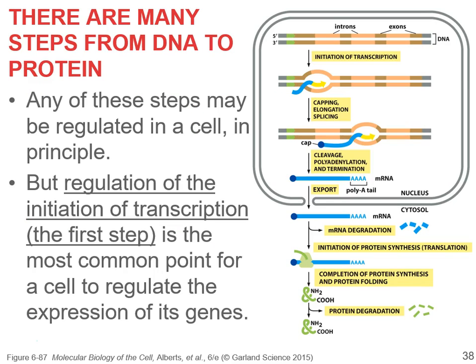So let's begin with reminding ourselves that you can regulate DNA to protein at any of these steps, but as we said in class, initiation of transcription makes the most sense. The cell is able to conserve its resources most effectively if we control the expression of a protein by initiation of transcription. We can, of course, regulate at any one of these steps, but regulation of initiation of transcription is a very common place for a cell to regulate the expression of its genes.